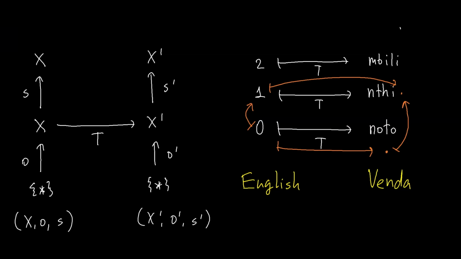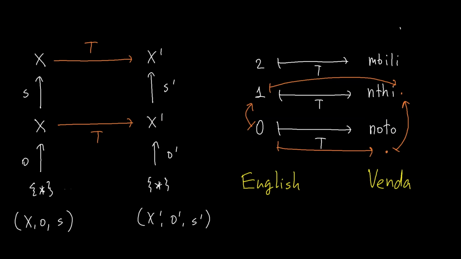Now, this rule that I expressed here is actually a commutative diagram. We're saying that first applying the successor function in the first language, in the X language, and then applying the translation function should be the same as first translating and then applying the successor function in the other language. The same will work for the starting number. Of course, the starting number in the English language should translate to the starting number in Venda. 0 should translate to Noto.